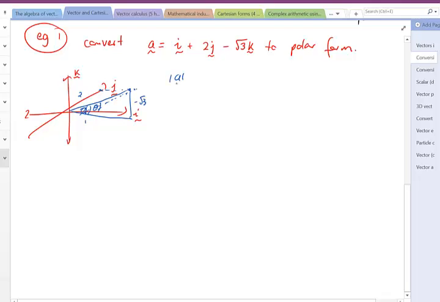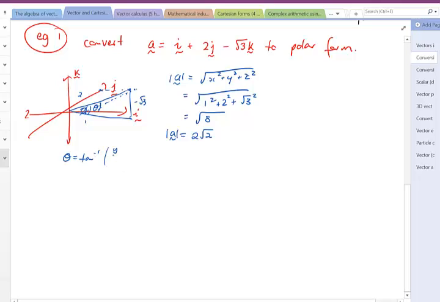Okay, so we'll start with the magnitude. Magnitude is equal to the square root of the sum of the component squares. So we're going to have square root of 1 squared plus 2 squared plus √3 squared. Means we're looking at square root of 5 plus 3, which is square root of 8. So we end up with 2√2 as our magnitude. Our azimuth is just arctan of y on x, which means we're looking at arctan of 2 on 1. So arctan of 2 will approximately be 63.4 degrees.